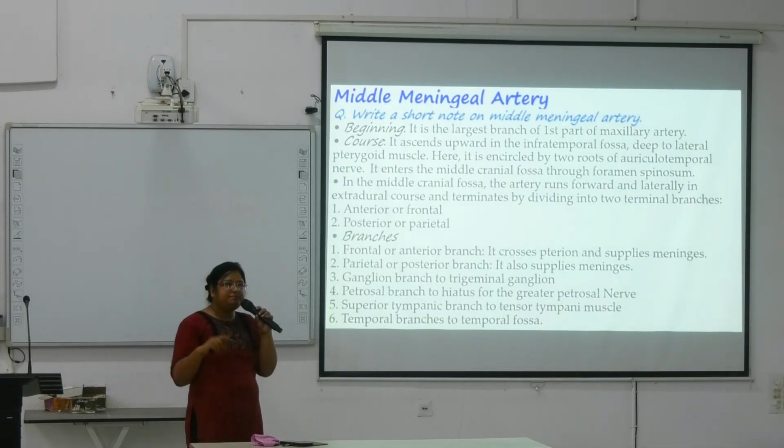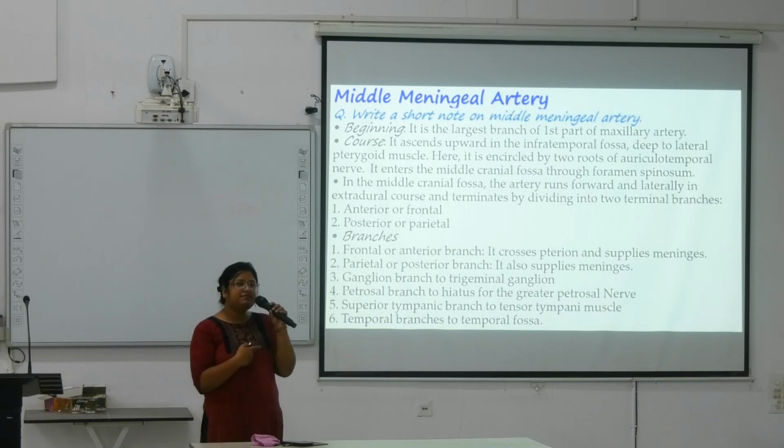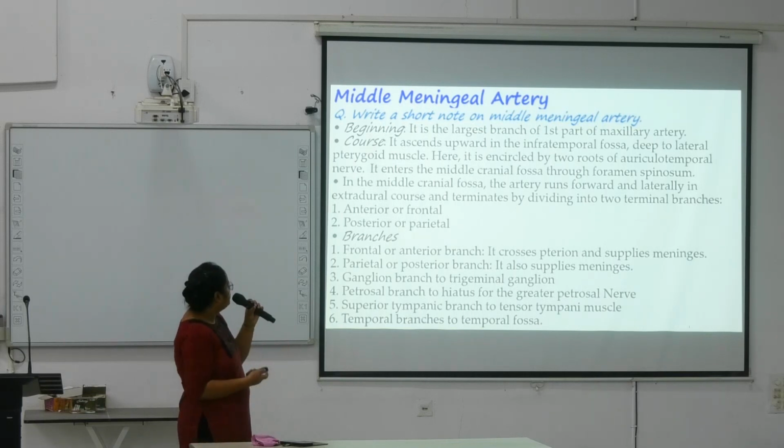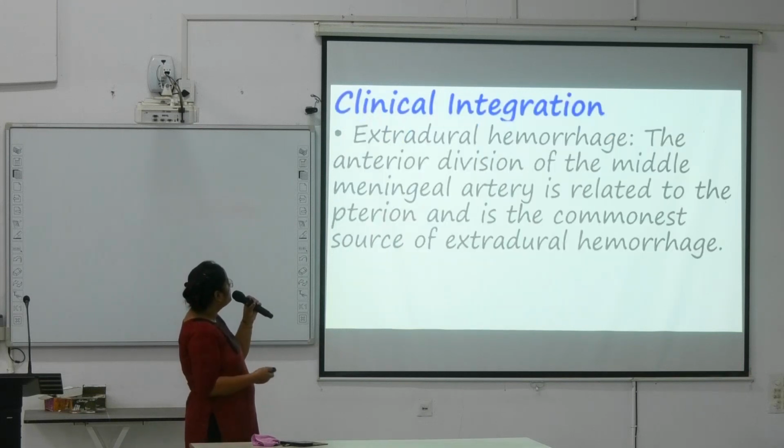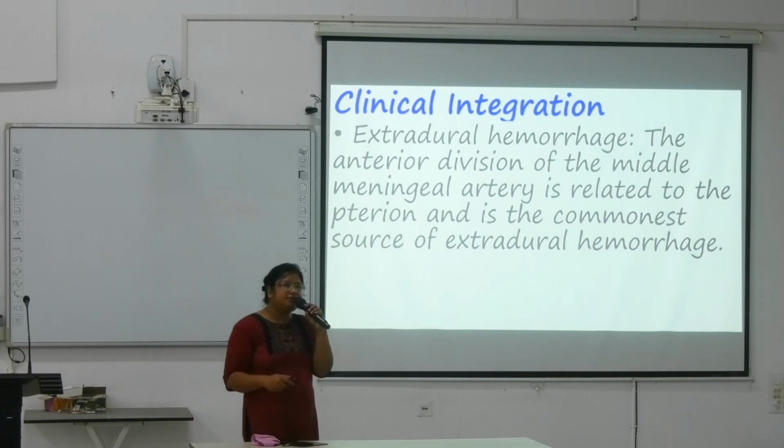Okay, so in epidural hematoma, mainly the miniature arteries are involved. Next. Okay, so this is an important clinical aspect. Epidural hemorrhage: the anterior division of the middle meningeal artery is related to this area and it is the commonest source of extradural hemorrhage.